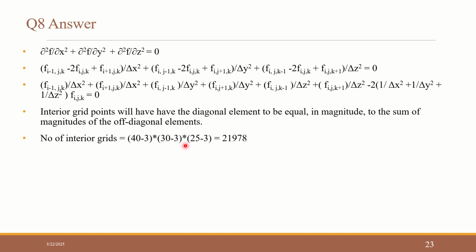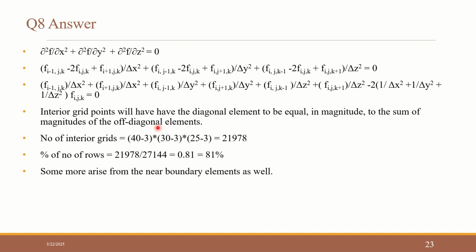So it is 21,978. So 21,978 divided by the total number of rows will be 27,000 something. So 27,144 will give us 0.81. So it is 81 percentage. Along with this, some of the elements near the boundary layer, next to the boundary layer, might also lead to this. So that will add some more. So final answer would be like around 90 percentage.